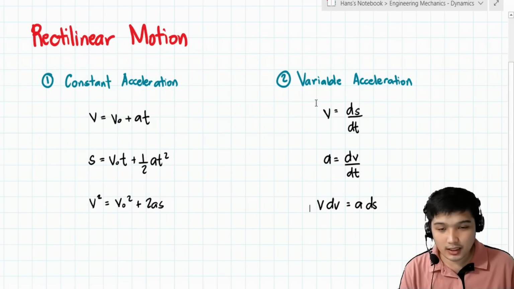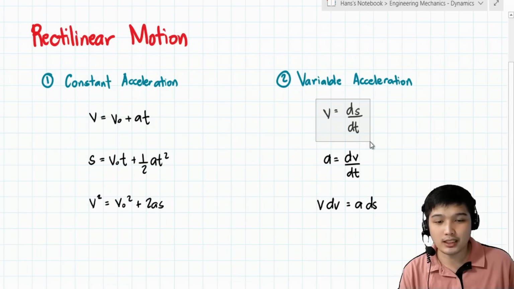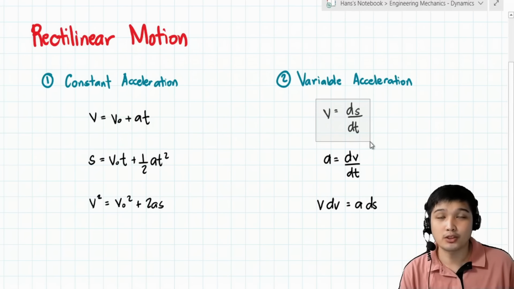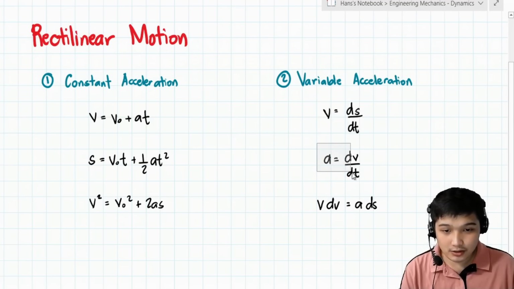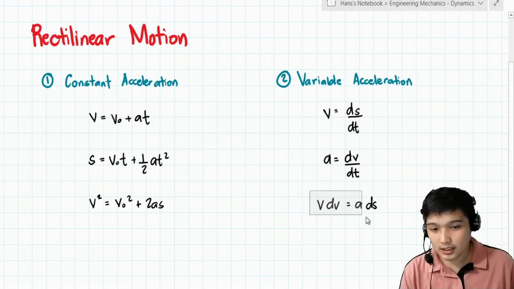So anyways, discuss lang natin yung mga relationship dito. So that the velocity v is equal to ds over dt. So wherein yung velocity v dito is yung tinatawag nating instantaneous velocity. So meaning to say, ito yung velocity at that specific time na hinahanap. Ito yung value ng velocity at that specific time. So next one is the acceleration. So this one is the change in velocity over the change in time t, dv over dt. And then the last relationship is this one, v dv is equal to a ds.